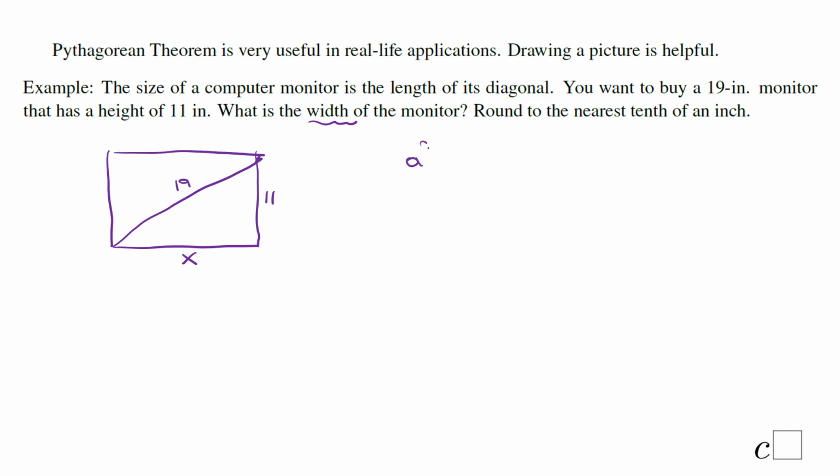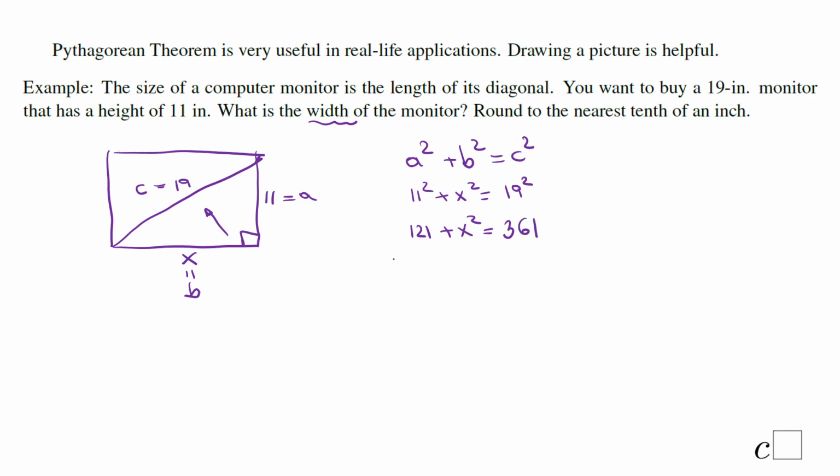So a squared plus b squared equals c squared. Remember, a and b are the legs. You can interchange them, you can switch them. That's not a problem. Be sure the c is the hypotenuse. This is a right angle, by the way. Okay, and we have 11 squared plus x squared equals 19 squared. 11 squared is 121 plus x squared equals 19 squared, and that will be 361.